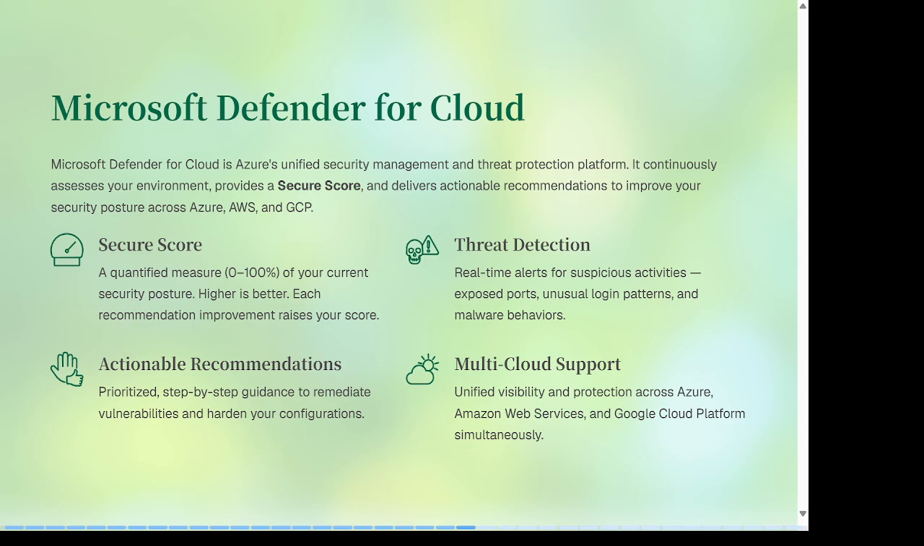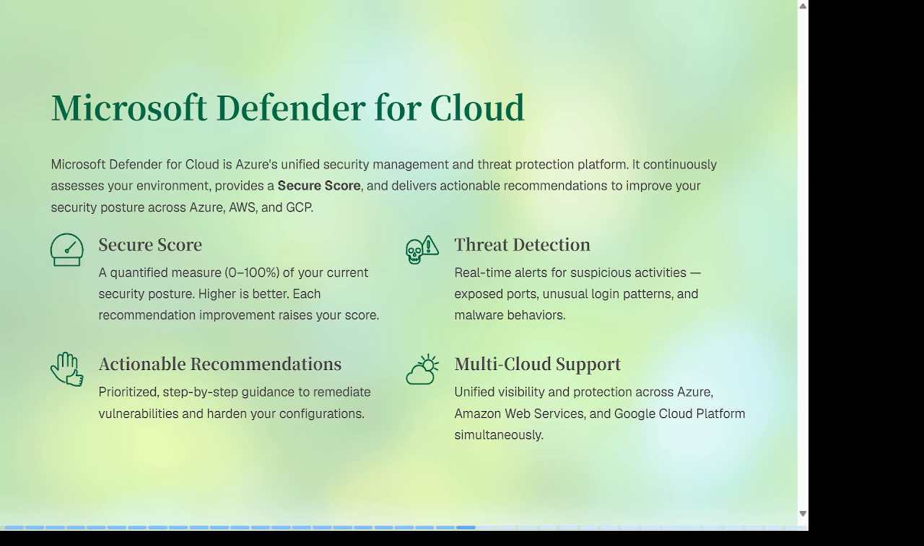Actionable recommendations. Now here is where Defender for Cloud becomes very powerful. It doesn't just say there is a problem. It tells you here is exactly how to fix it. These are called actionable recommendations. They are prioritized based on risk. So even security teams know exactly what to fix first.